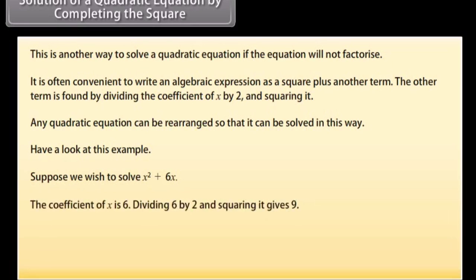The coefficient of x is 6. Dividing 6 by 2 and squaring it gives 9. x square plus 6x is equal to x square plus 6x plus 9 minus 9, which equals x plus 3 whole square minus 9.